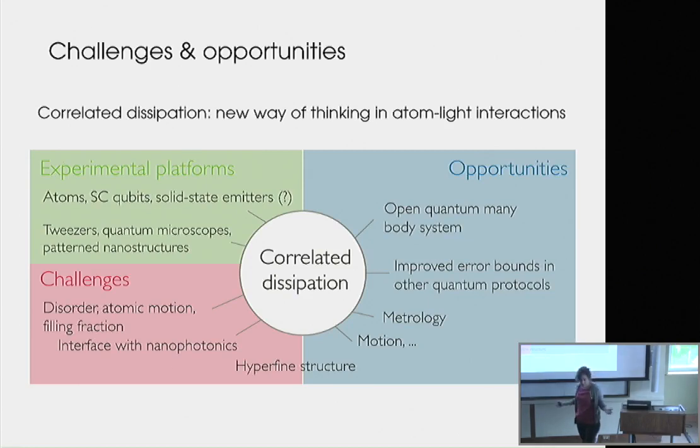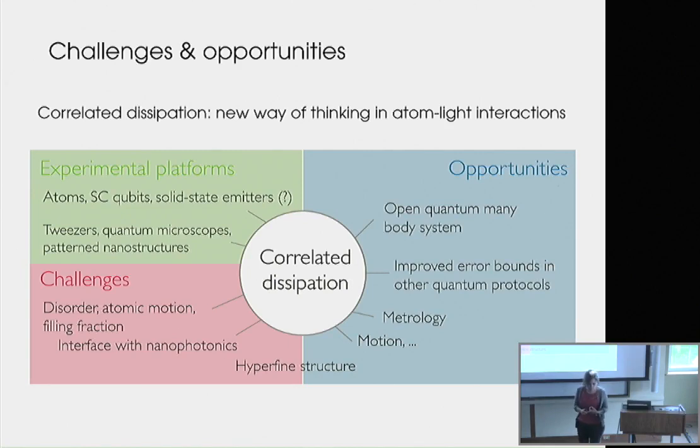If you choose to have atoms, then you have to arrange them periodically at a distance that is not trivial, because it has to be sub-wavelength separation. So how do you do that? You can use tweezers. Maybe for the 2D arrays, you can use quantum microscopes. And then I think Chen will show us some beautiful spatially patterned nanostructures that maybe could be used to trap atoms. I haven't really talked about all the beautiful stuff.